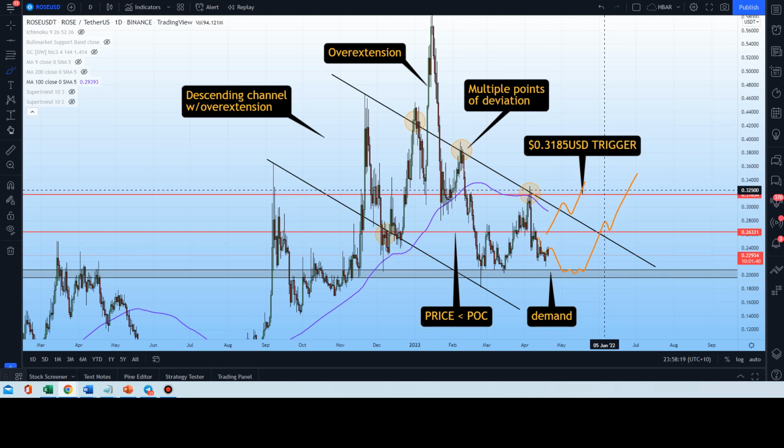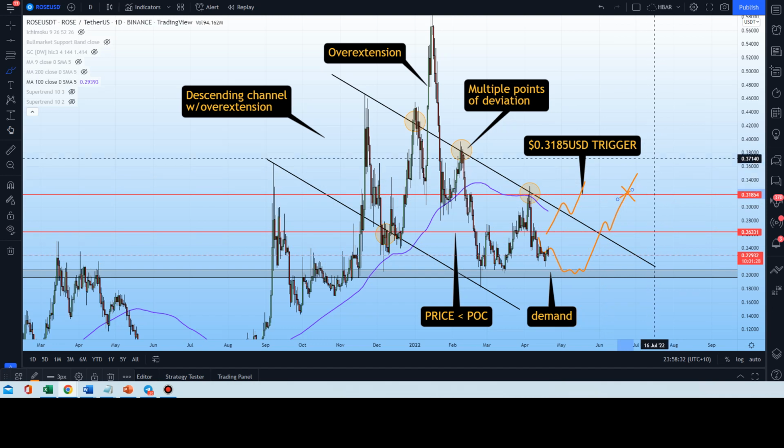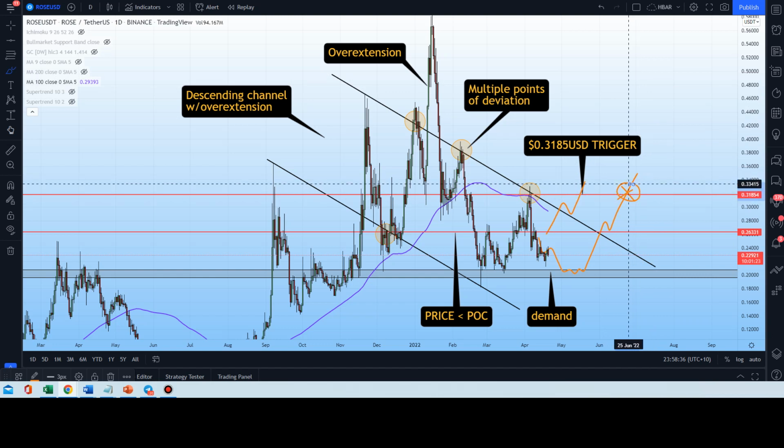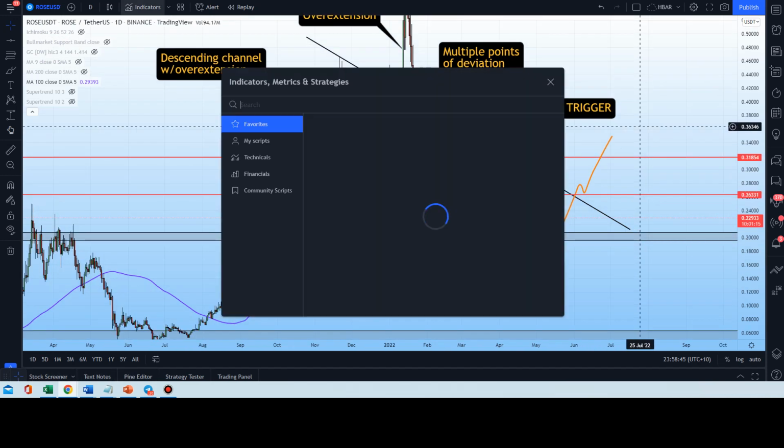All right, so bullish case scenario for Rose. For the long term, we do need to break over this trigger. The trigger is 31.85 cents. If we break the trigger, we will most likely push to new highs, all right? Or if not, push close to new highs. So looking at that for the longer term, obviously a lot has to happen before we can consider that to start with. Let's dive right into the technicals. Let's take a look at the chart. Let's figure out what's happening on the technical side of the chart.